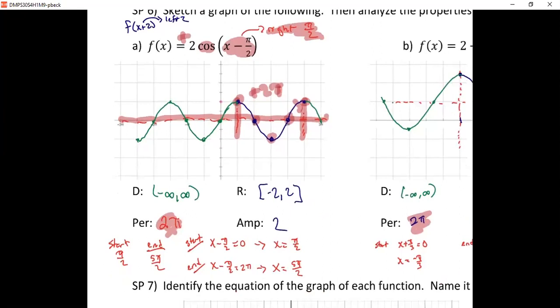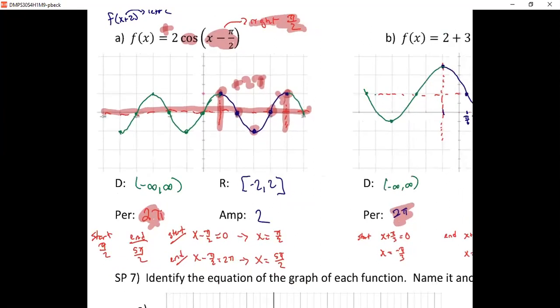So if you aren't able to do this, then I do have a backup plan. My backup plan is to set what's inside. In this case, I'm highlighting again the x minus pi over 2 at the top. We're going to set what's inside equal to 0 because that's your normal beginning, and set it equal to 2 pi because that's your normal end. That's your algebraic approach to figuring out what your beginning and your end is.